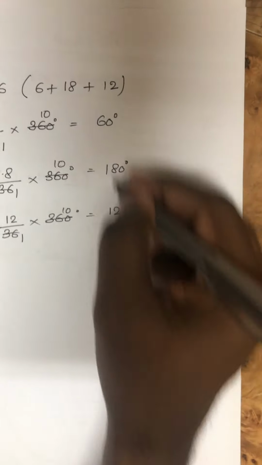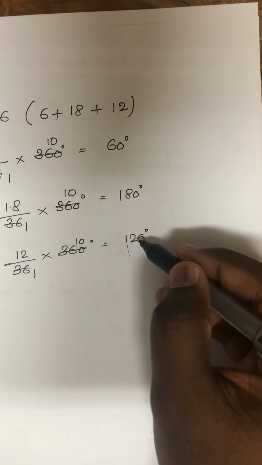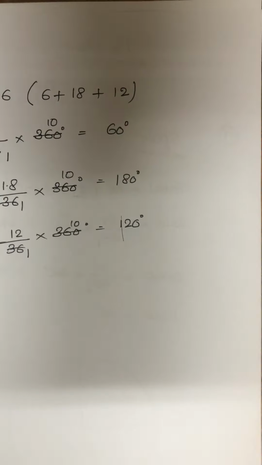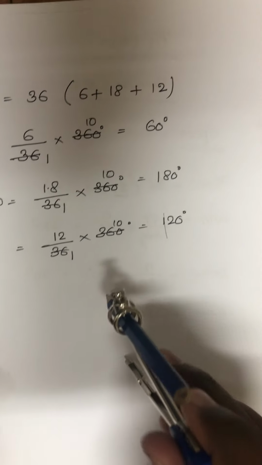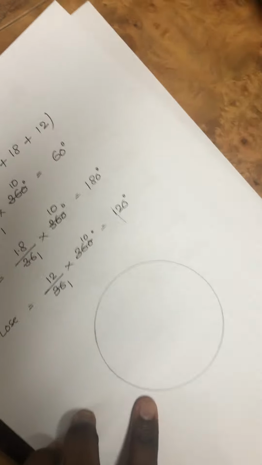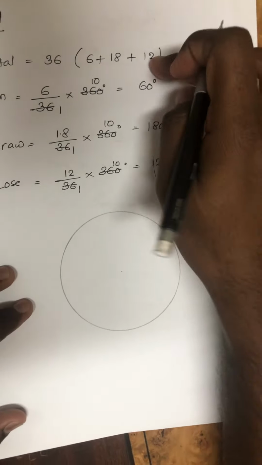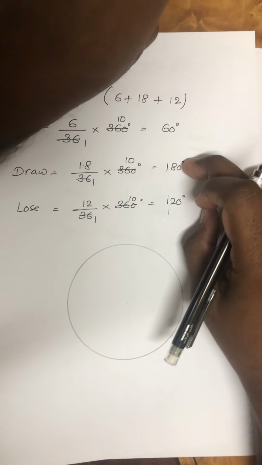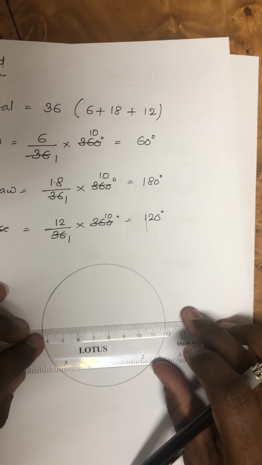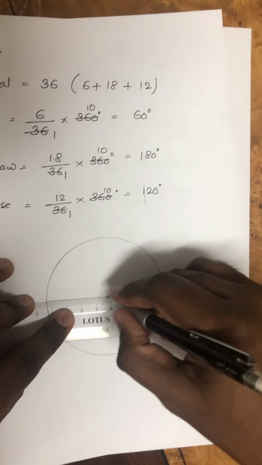Now after finding the angles, kindly check one more time. The total should be 360. So 180 plus 120 is 300. 300 plus 60 is 360. Now by using the compass, you have to make one circle. After that, we have to mark the middle point. Then whenever you complete the circle, just check: is there any 180 degrees? Yes, there is. Whenever there is 180 degrees, you can simply draw one straight line because half of the circle is a semicircle, that is 180 degrees.